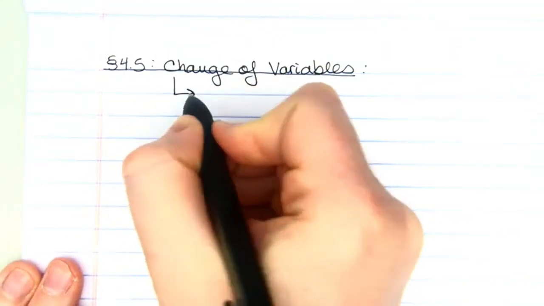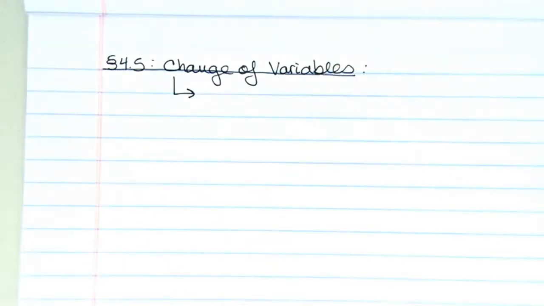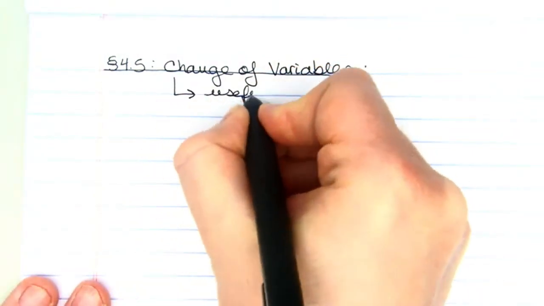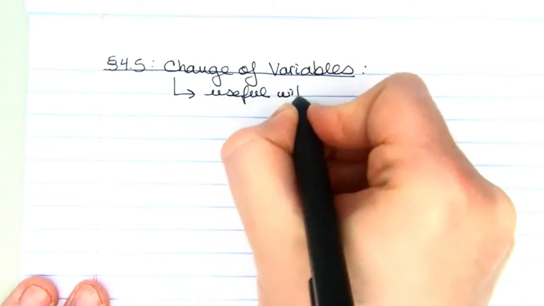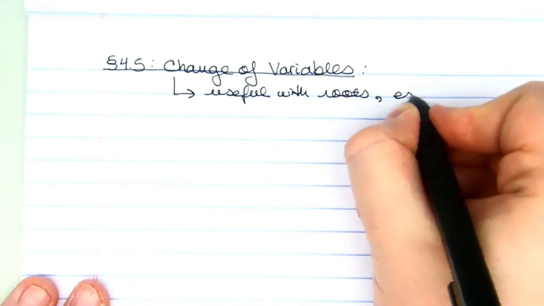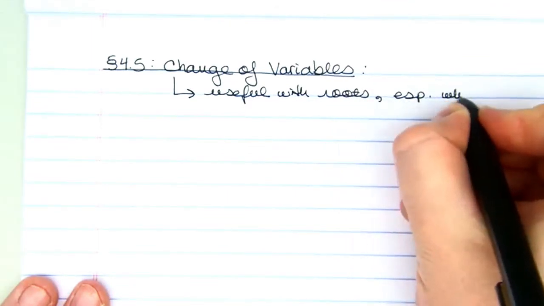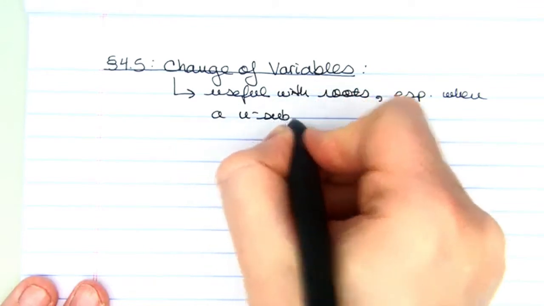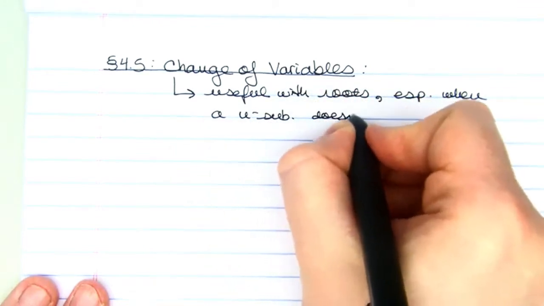And this method that I'm about to show you is useful when we're doing a U substitution with roots, when a U substitution doesn't completely take care of everything. This method is particularly useful with roots. Shows up other times, but we're just going to focus on the roots. Especially when a U substitution doesn't completely take care of everything.